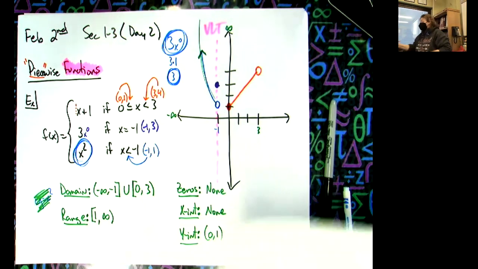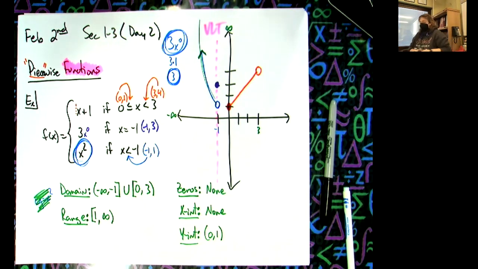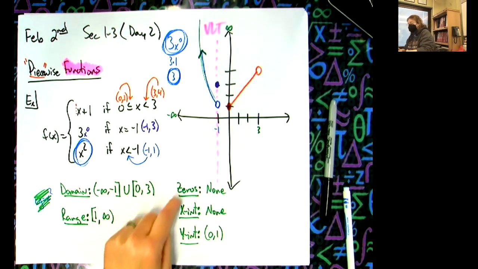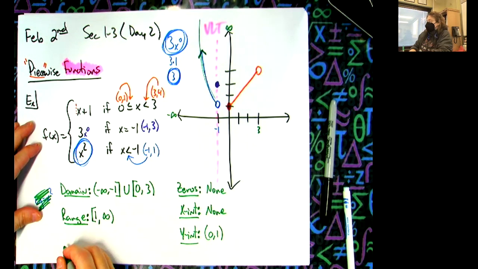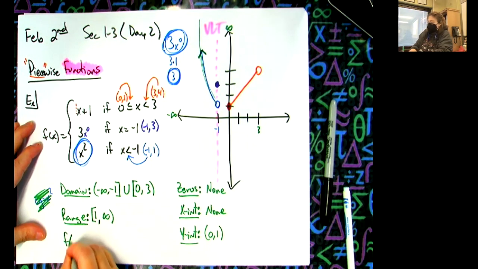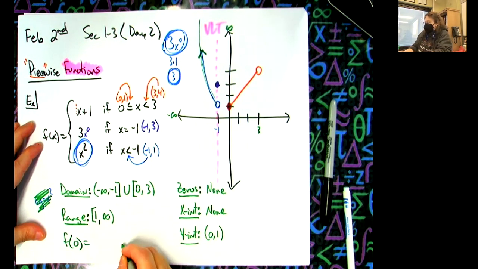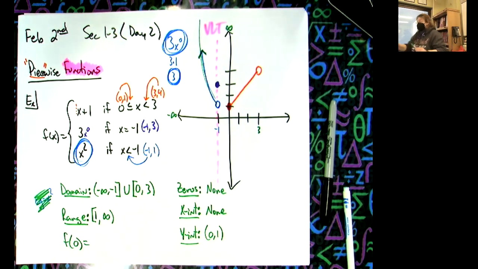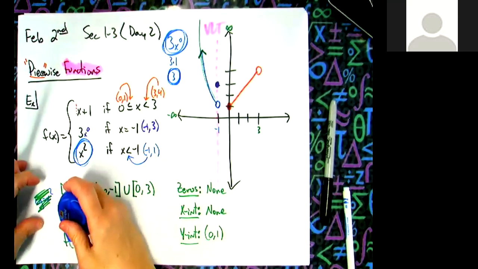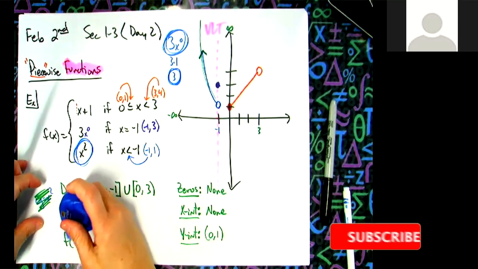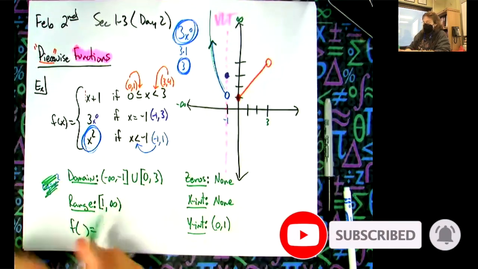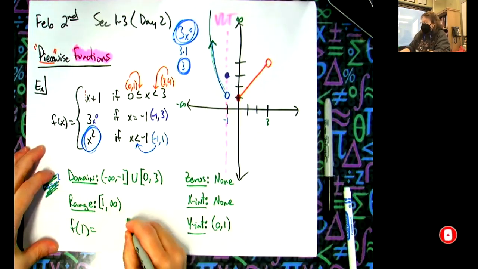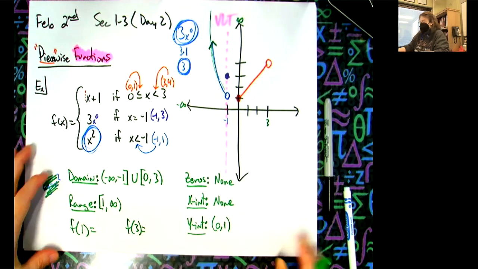All right, so we've done domain, range, zeros, x-intercept, and y-intercept. Could we do function values? Could I ask you for f of 0? Actually, let's not do f of 0, because I'm going to be a little bit more specific than that. Let's do f of 1, and let's look at f of 3.